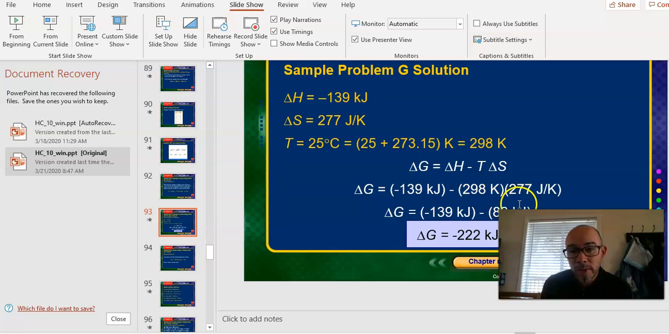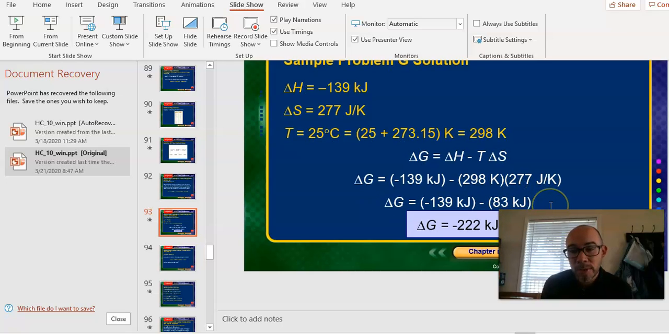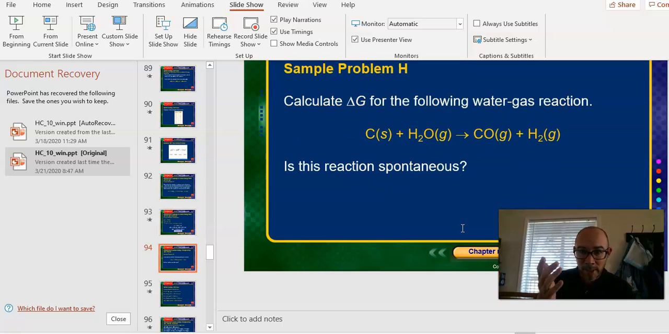Well, if you note here, they've changed the units to kilojoules, right? So they get 83,000 when you do this multiplication. Then they want kilojoules to be added and subtracted from kilojoules. So we get negative 139 kilojoules minus 83 kilojoules gives us a grand total of negative 222 kilojoules. Our discussion said that if it's negative, this is spontaneous. So we determined then that it's a spontaneous reaction.